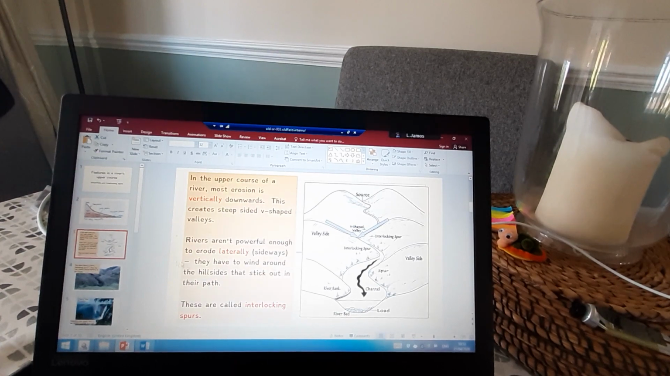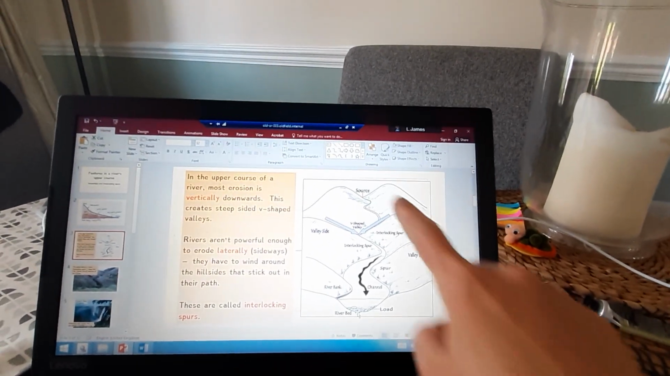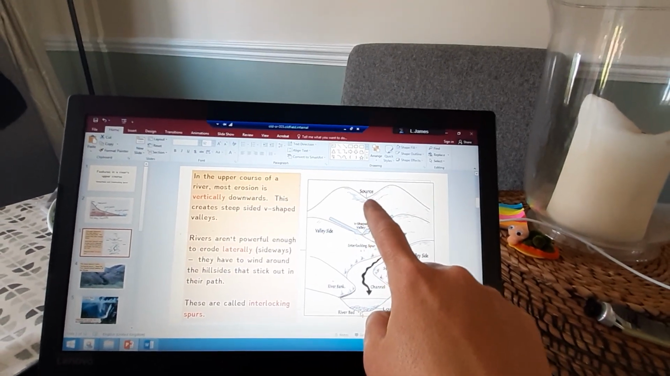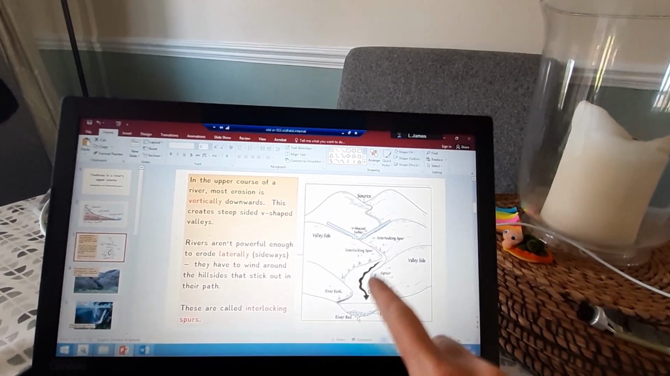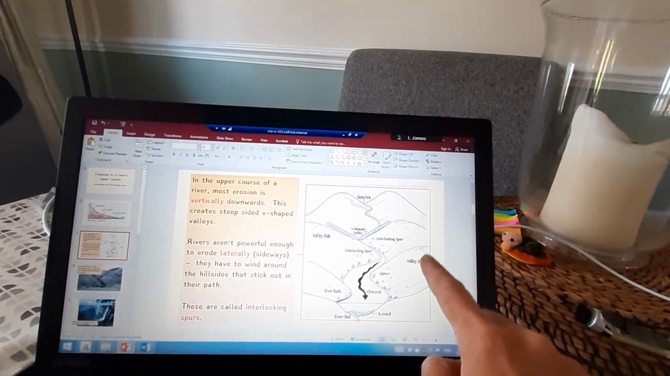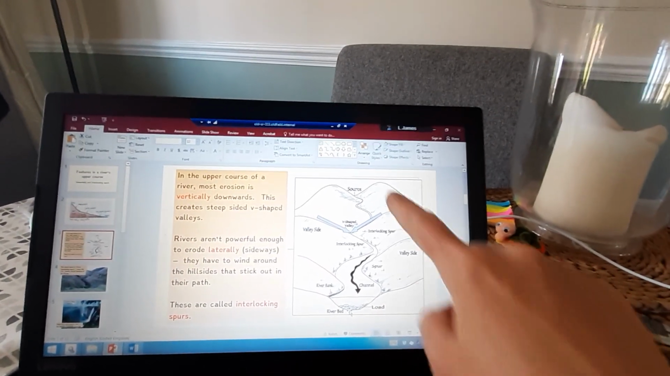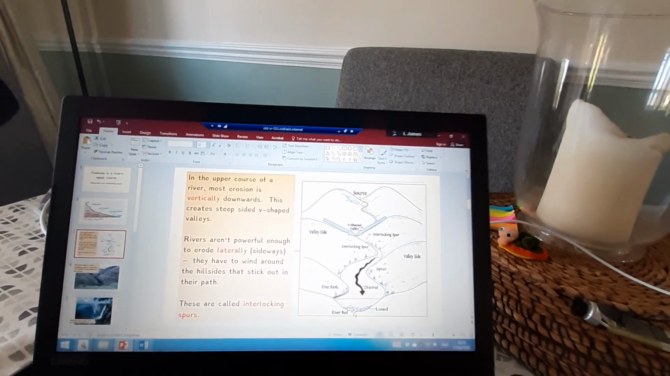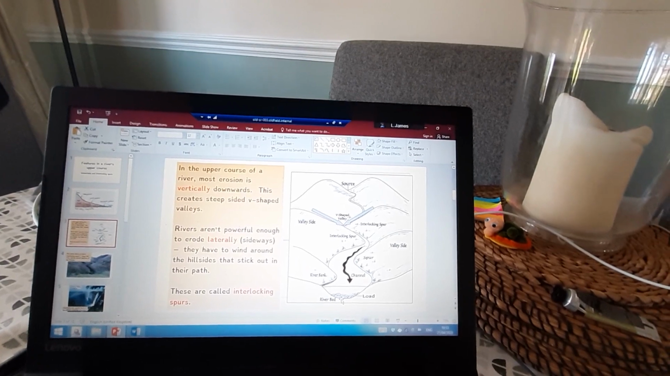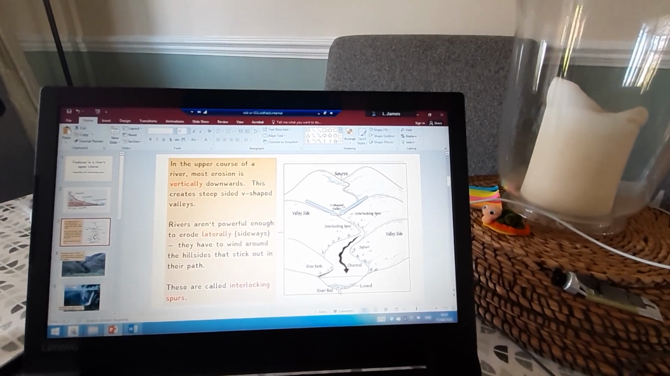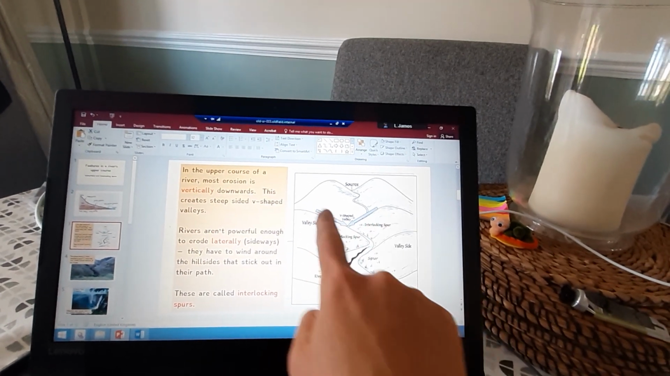Okay, so this here is a diagram of a river in its upper course. You can see it's quite narrow up here near its source. It's weaving its way around in between these little hillocks. Each of these bits here, the sides of the valley, stick out one in front of the other, and the river has to weave its way in between them. And these happen because the river is eroding downwards. The river's eroding vertically in the upper course, and that creates this traditional V-shaped valley landform.